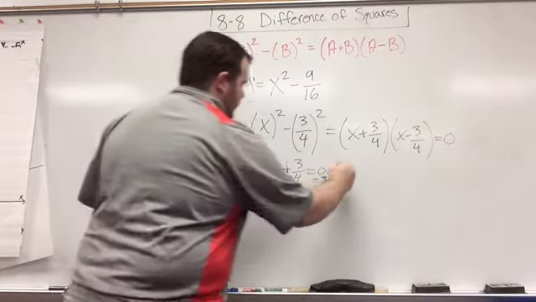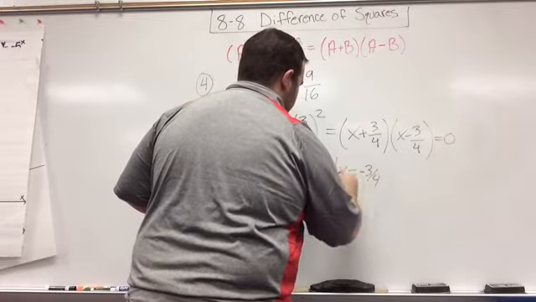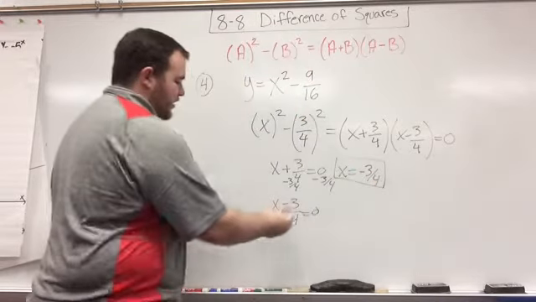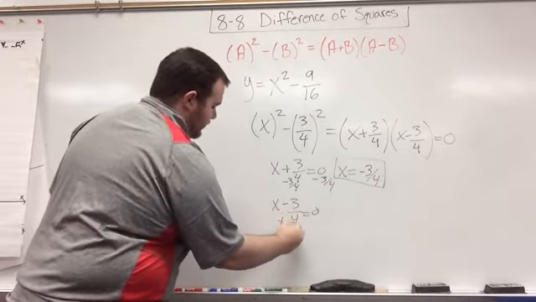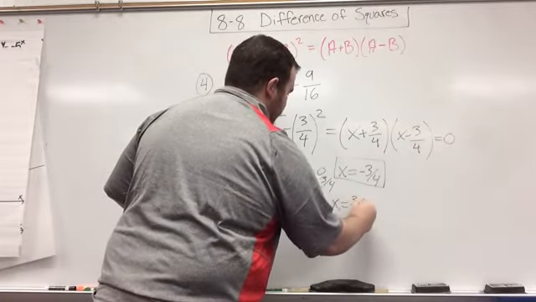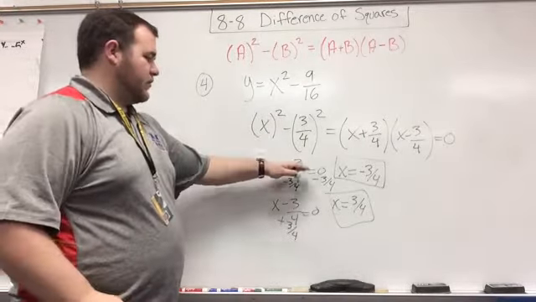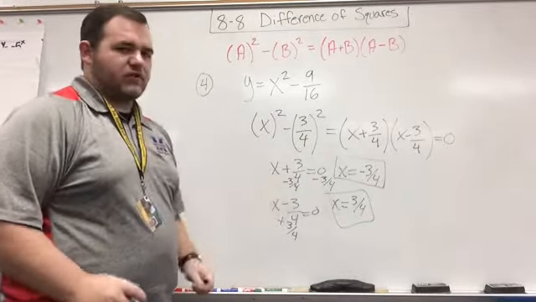And so we get x equals negative 3/4. That's one answer. And then here we're going to add 3/4. So we get x equals positive 3/4. Just like we've been doing in the past. Write out our two equations, set them equal to 0, and get the variable.